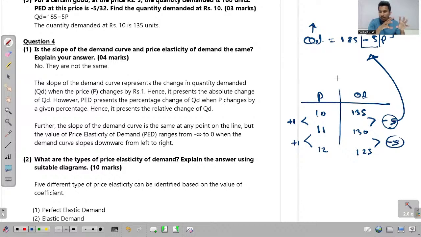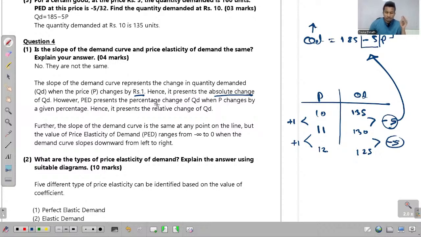So these are again two different concepts, right? So I have written the answer like this. No, they are not the same. The slope of the demand curve represents the change in quantity demanded when the price changes by 1 rupee. Hence, it represents the absolute change.